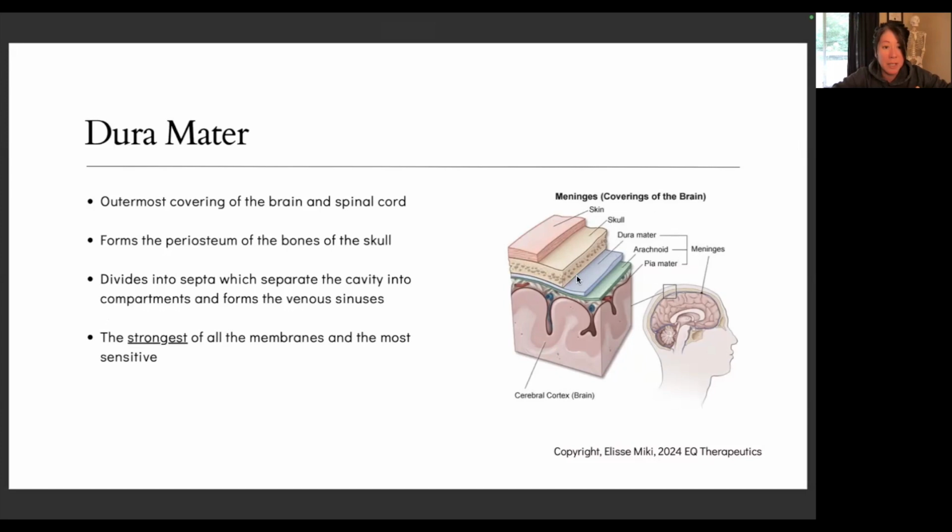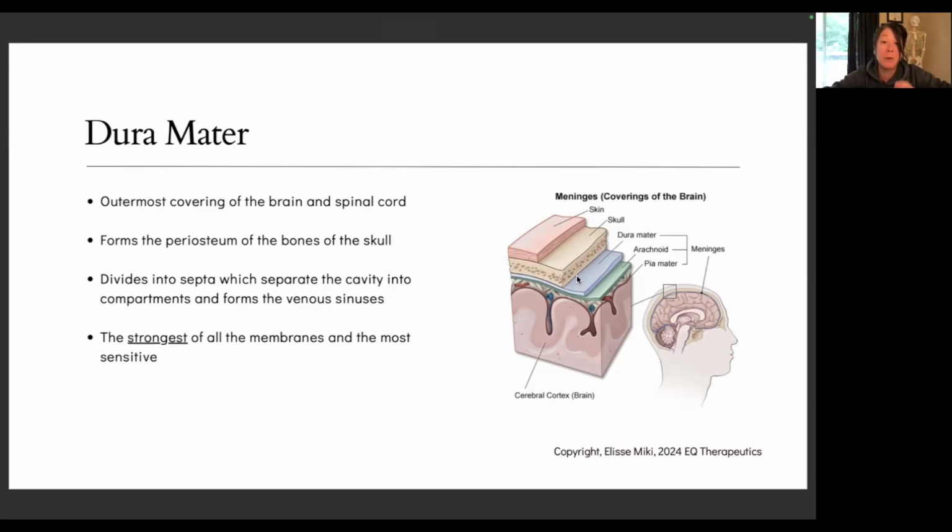Now, the dura mater is going to subdivide into septas, which separate the cavity into compartments. So what that means is that the dura mater, if we're thinking about a human skull, to give an example, so this is my skull, the dura mater is actually going to invaginate and divide into septas. Okay, so this inside would be a septa. And one of the big ones that we're going to work with in our course is the dural venous sinuses. So there's going to be a sinus that actually runs between this invagination of the septa.